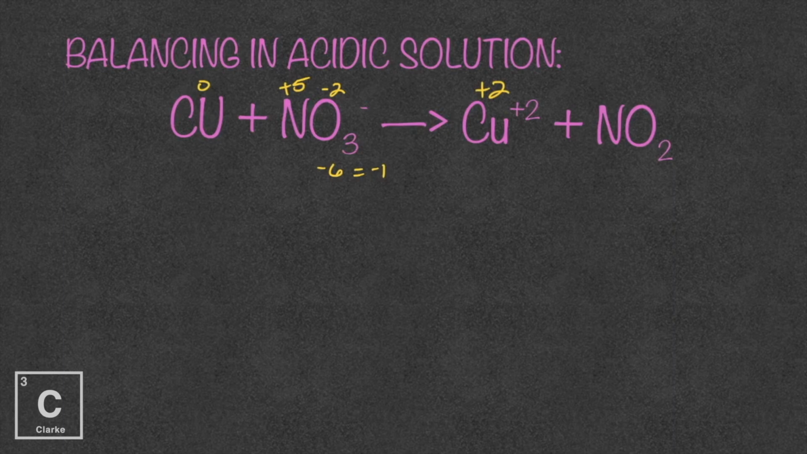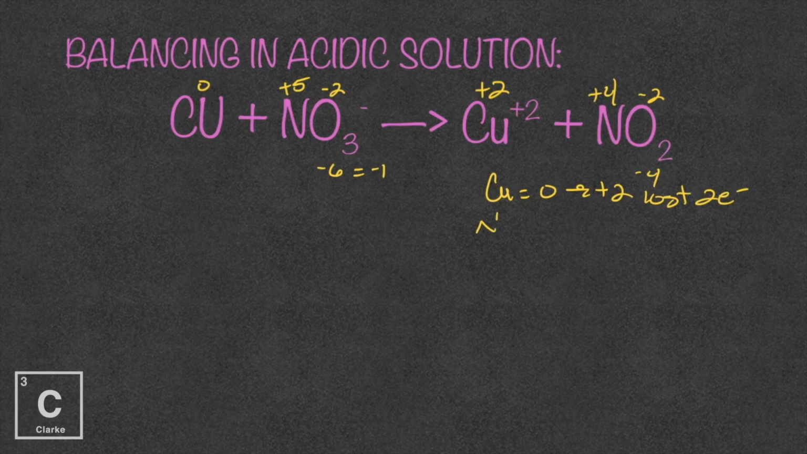I go over here to this. Oxygen's a -2. That gives us a -4. This is neutral, so in this instance, nitrogen has to be a +4. Okay, so our copper went from a 0 to a +2. That means it lost 2 electrons. Our nitrogen went from a +5 to a +4, means it gained 1 electron.